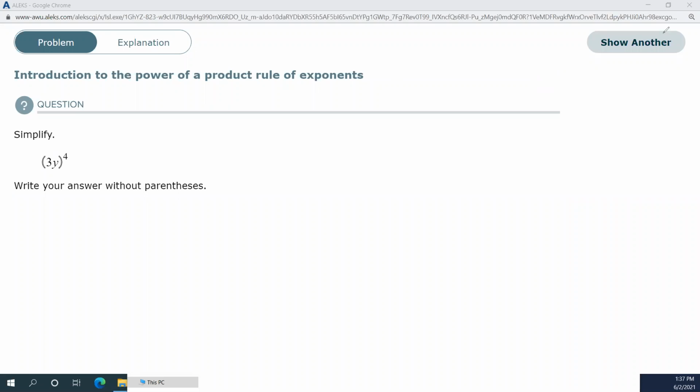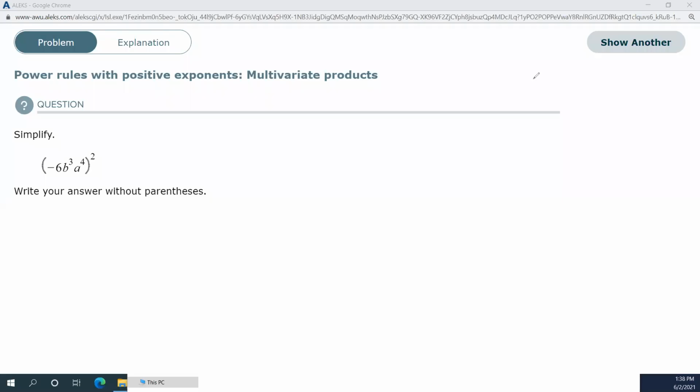there'll be a coefficient inside the parentheses. So notice the 3 is inside the parentheses. So just like the y, it's being hit by the exponent. And 3 times 3 times 3 times 3, 3 to the 4th, is 81. That's all you do. You just have to make sure that everything inside the parentheses gets hit by that exponent. All right, on this one, we take it just a little further.